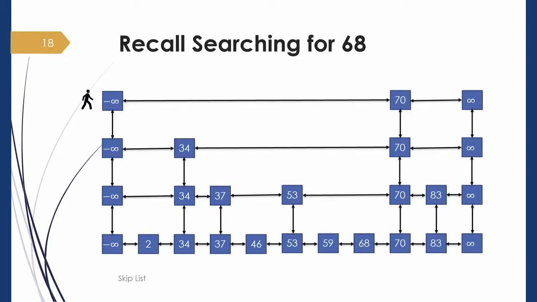Now, let us look at searching within a skip list, and let us just quickly recall how searching works. If you are searching for 68, you may have to move forward, overshoot, come back and go one level down. Again, move forward, come back, one level down, move forward, overshoot, come down and so on until we find the element.